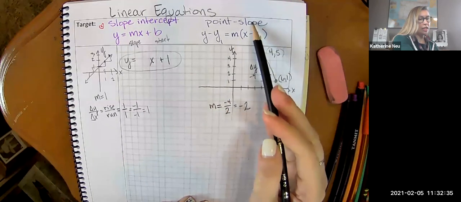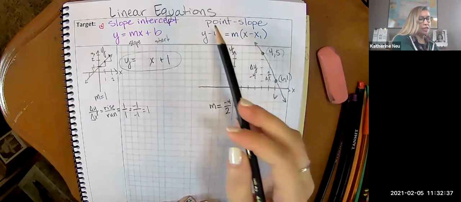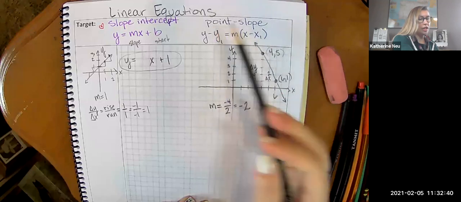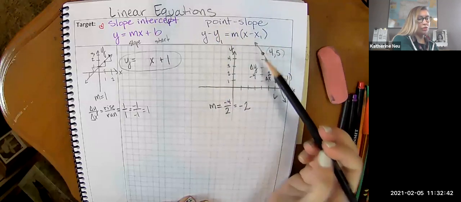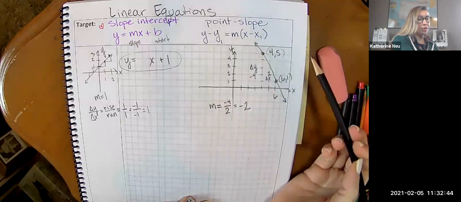Now the other thing is I have slope, so the other thing I need is to find one of the points. You pick whichever point you want. Usually I try to go for lower numbers.